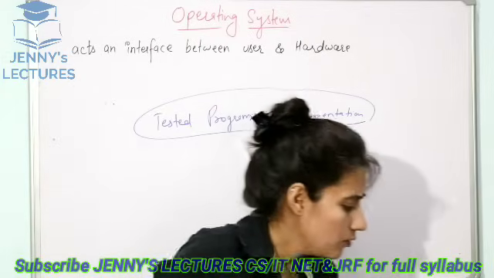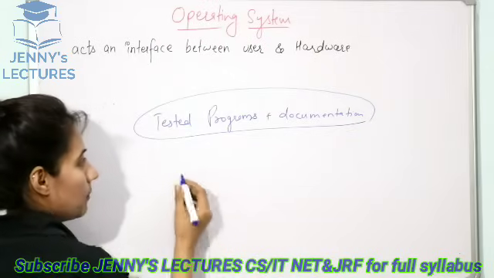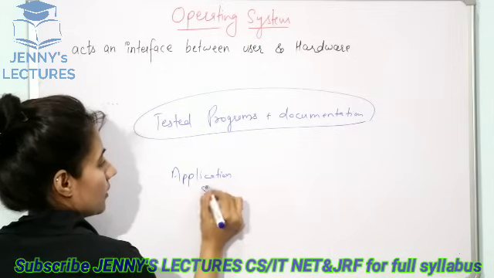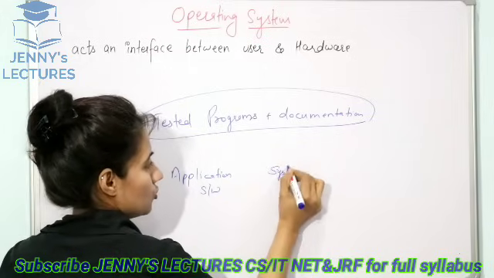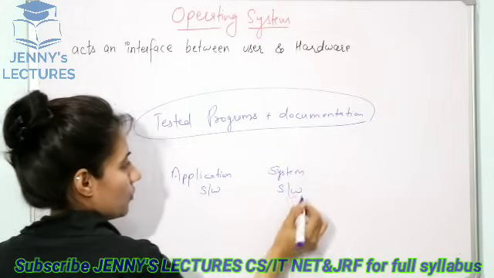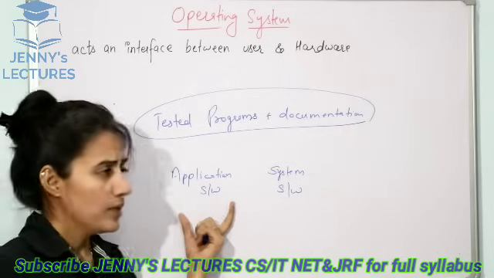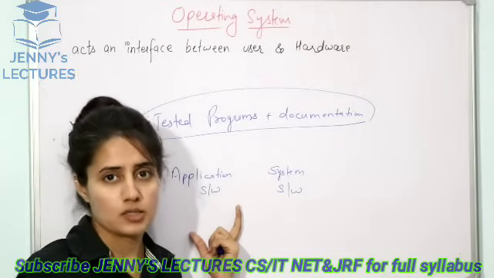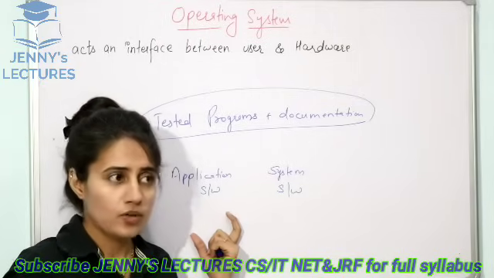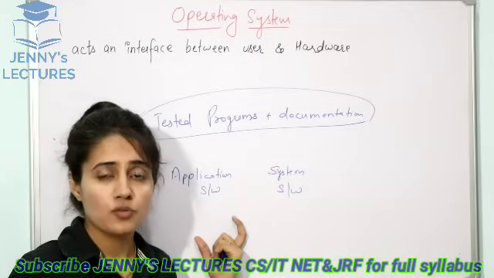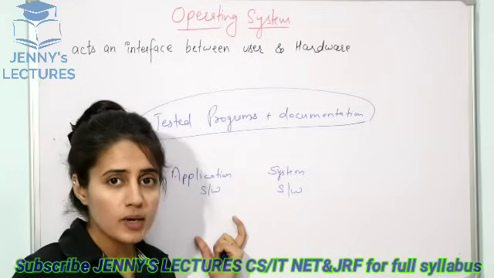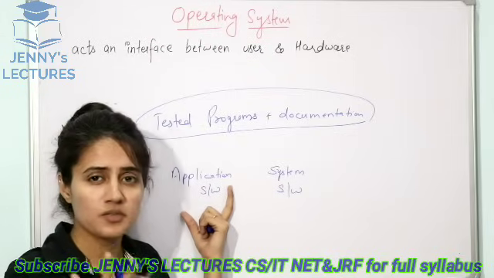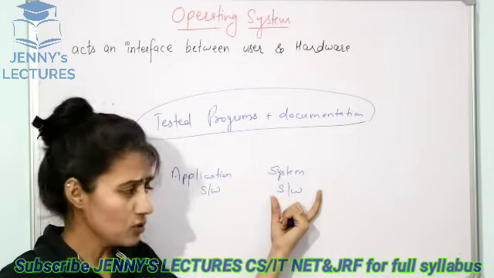Now software are of two types. One is application software and one is system software. What is the difference between these two? Application software is basically designed for some specific task, for example VLC, MS Office, Windows Media Player. Those are application software. They do some specific task. And what is system software?